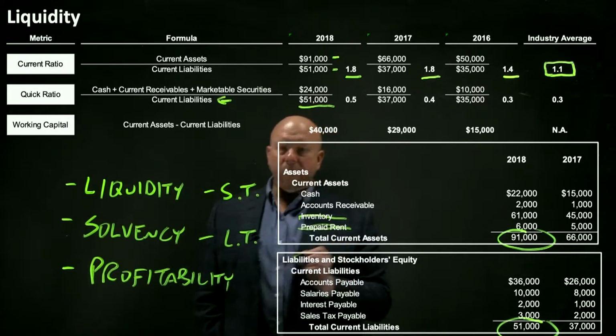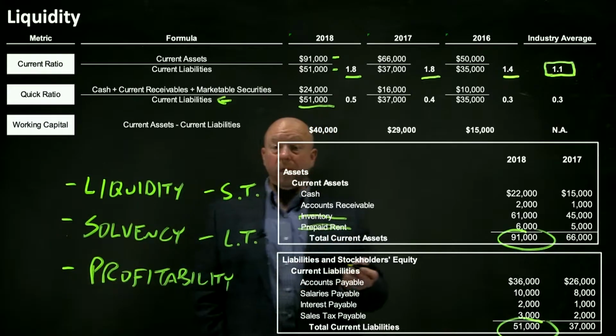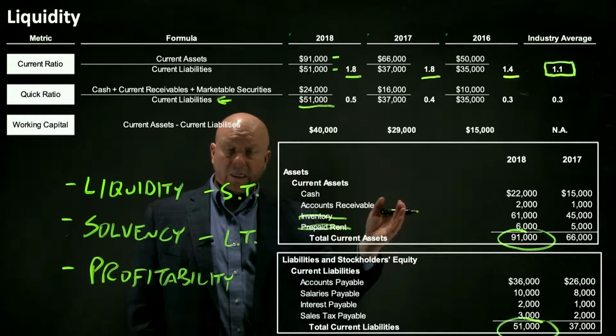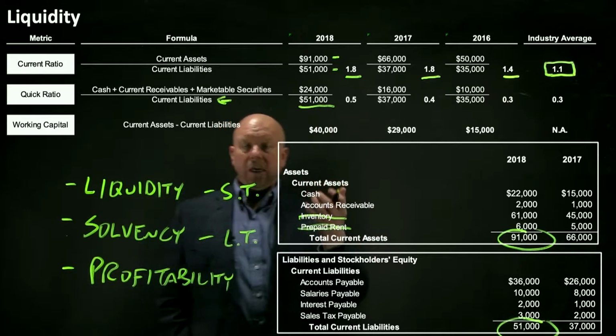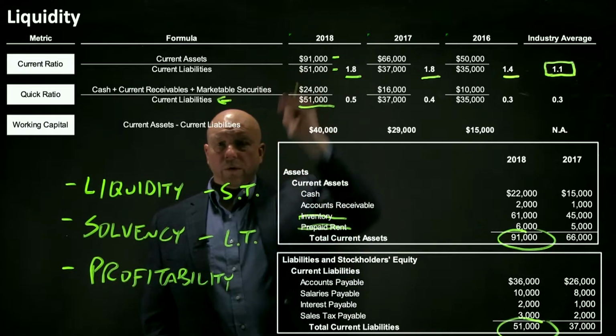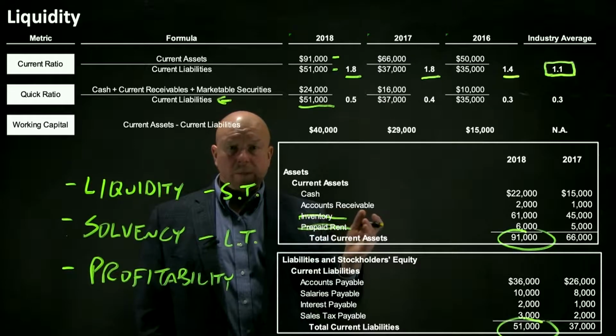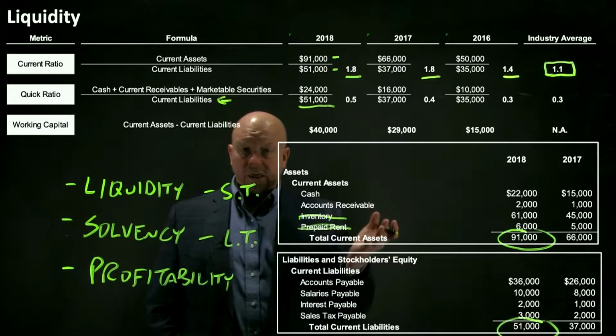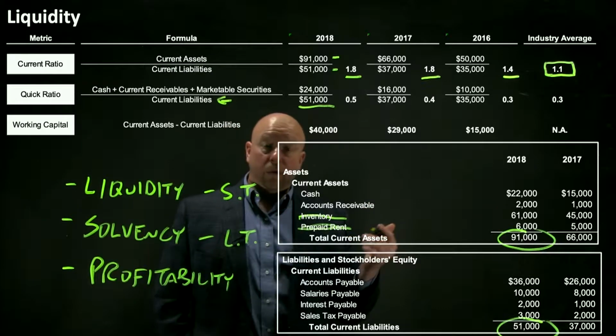So look what's excluded in this case. Inventory, we have to sell inventory in order to turn that into cash. So inventory is too far removed from becoming cash for us to include it in the quick ratio. Prepaid rent, you're probably never going to turn that into cash. Are you going to ask your landlord for a refund?